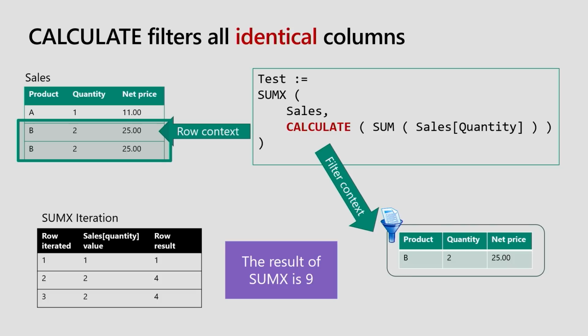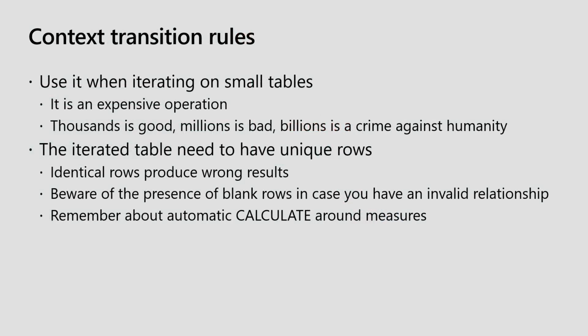Writing a measure in an iterator that has a lot of rows could be expensive for performance. But doing this in a table that might have duplicated rows could also be dangerous, because the result is not correct. So you have to pay attention to this, and you have to think that the context transition could be dangerous in these cases.